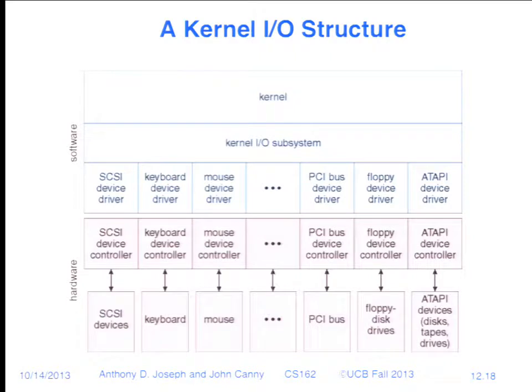Those include things like APIs for the PCI bus or for USB. And then sitting under those are specific drivers for specific devices. Now, you can see there's a boundary here between hardware and software. We're not going to worry about the hardware right now. What I did want to talk about briefly is this architecture of the kernel with the device drivers loaded.